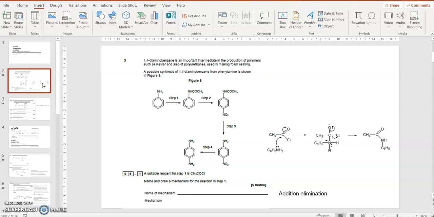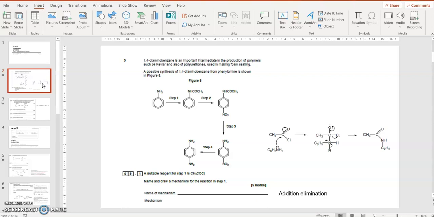A suitable reagent for step 1, CH3COCl. That's a chemical called an acyl chloride. That's ethanoyl chloride. What mechanism for ethanoyl chloride? Addition elimination, always addition elimination. It wants a mechanism. So how does addition elimination work?